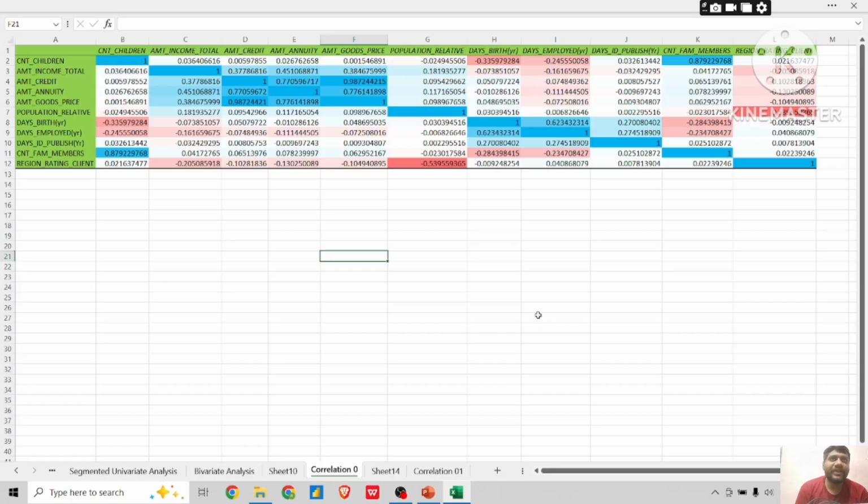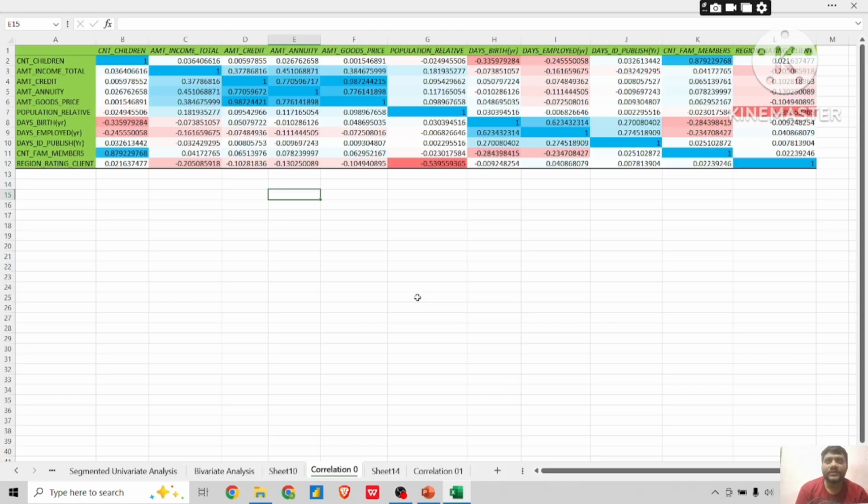To dive deeper, we created a correlation matrix. This helps us understand how strongly numerical variables are related to one another. A strong positive correlation: amount credit, amount annuity, and amount goods price are highly correlated, indicating that as credit increases, the associated annuity and the goods price typically go up too. CNT children and CNT fam members show a very strong correlation, nearly 0.89, which makes sense. More children usually means a larger family size.